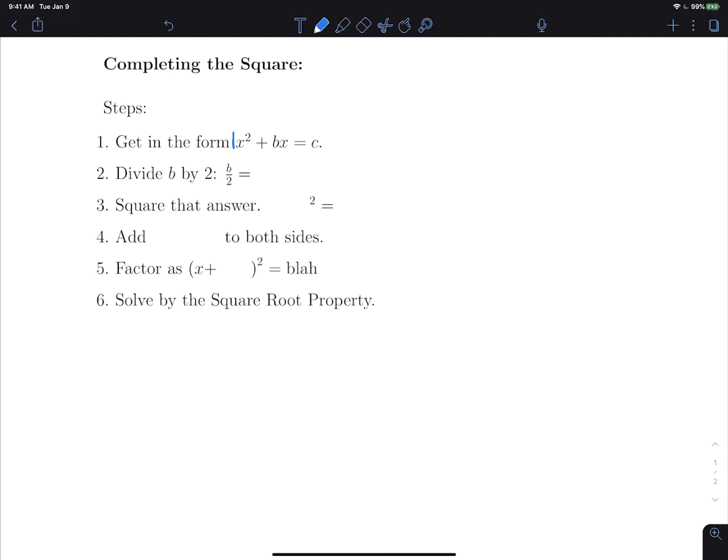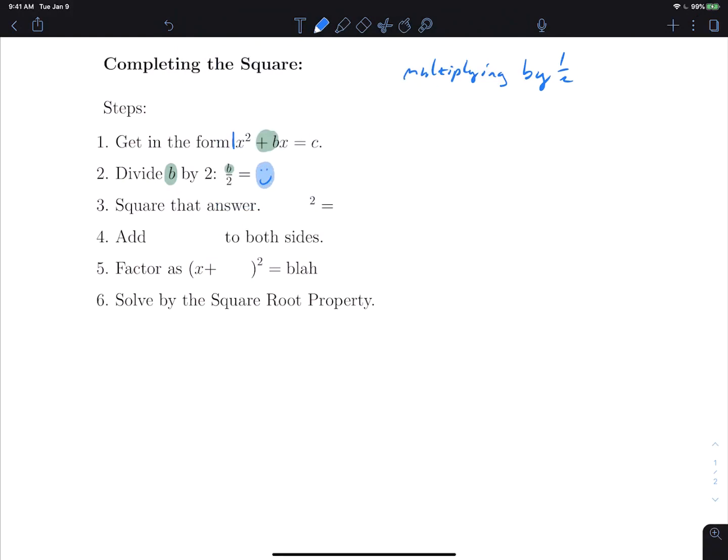Once we have it in that form, we're going to take the number in front of x, which is b, and we're going to take that b and divide by 2. So once you divide by 2, I'm going to label that as smiley face. Now, if your b is a fraction, dividing by 2 is the same thing as multiplying by 1/2. So it really does matter. Okay, so this is our smiley face.